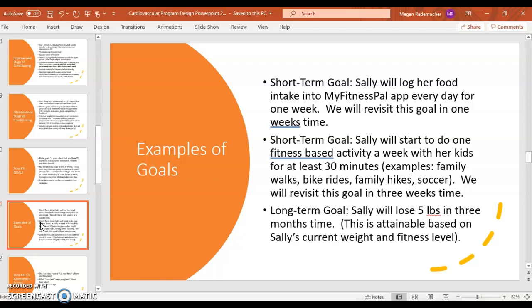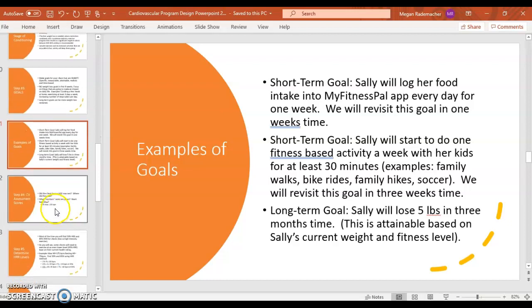Okay, and then a long-term goal would be Sally will lose 5 pounds in 3 months' time, assuming that would be attainable based on Sally's current weight and her fitness level. Okay, which again, we'll get into more information as we go through case studies on that.